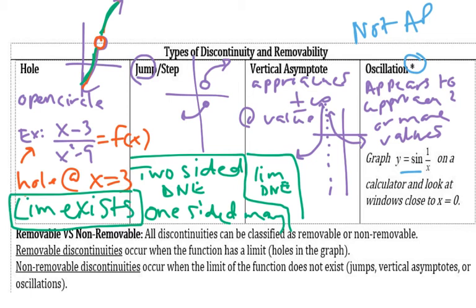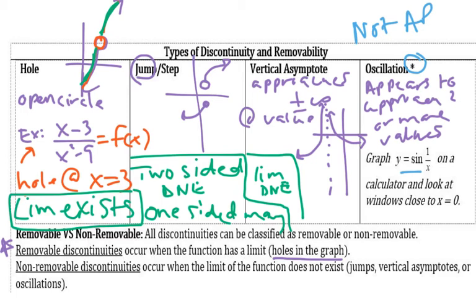The last thing to note before we move on to just a few more examples is that some of these discontinuities are removable and some of them are not. So removable means that the function still has a limit. So removable discontinuities occur when the function still has a limit, aka when there is a hole in the graph. Then there's still a limit, so even though the function is discontinuous, there is still a limit at that value. So we call that a removable discontinuity.